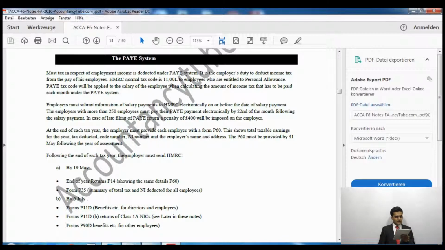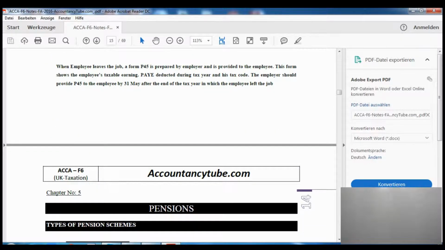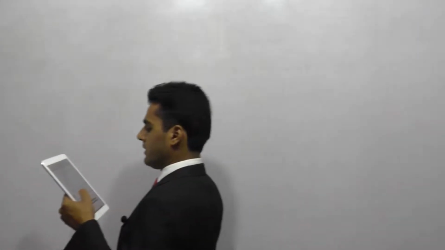When an employee leaves the job, another form known as P45 is prepared by the employer and provided to the employee. This form shows the employee's taxable earnings and PAYE deducted during the tax year and his tax code. And the employer should provide the P45 by 31st May after the end of the tax year in which the employee left the job.